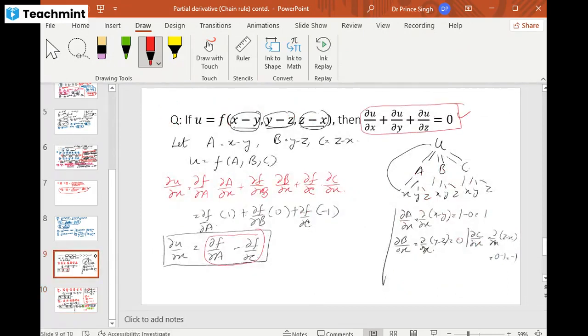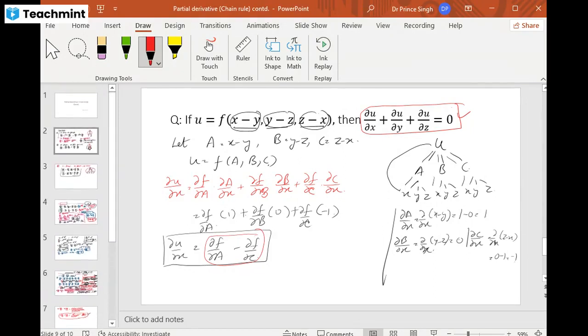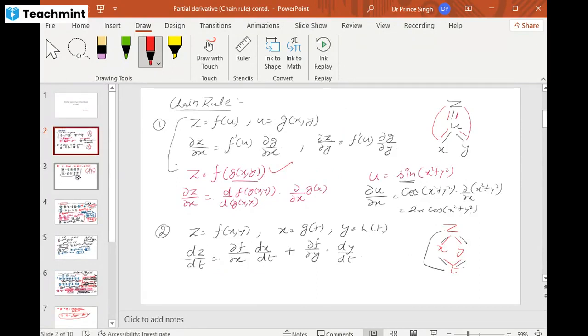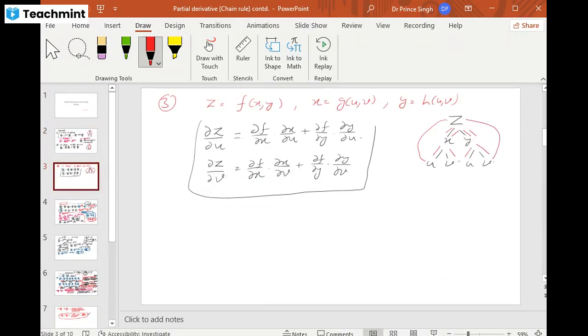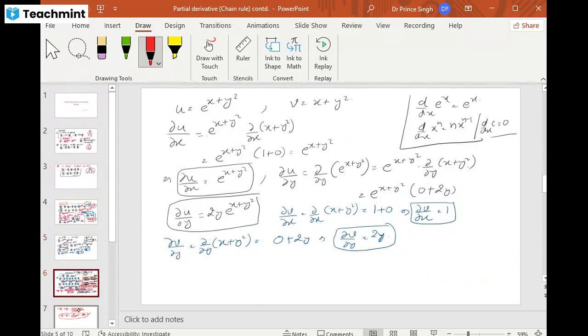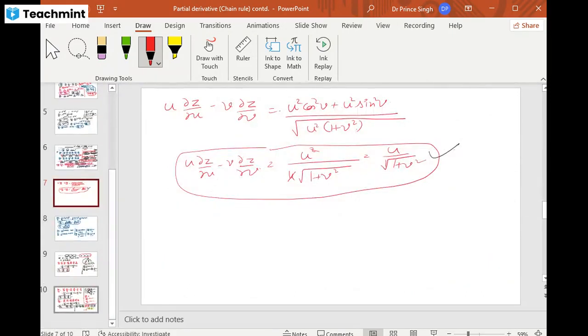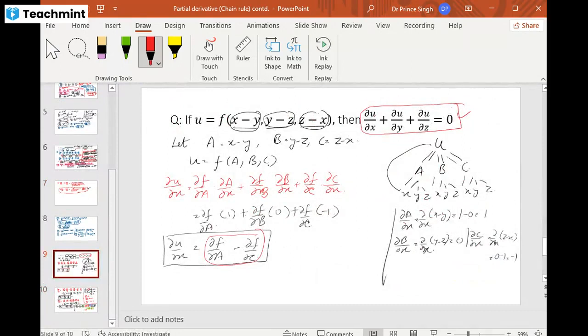Hence the result. So in this particular video, we have discussed some problems based on the third property of the chain rule, because in the previous video we have already discussed the first two cases. Here we have discussed case number 3, when your function depends upon more than one variable and these variables further depend upon more than one. So this is how we can implement the chain rule in different problems. Just try some problems.